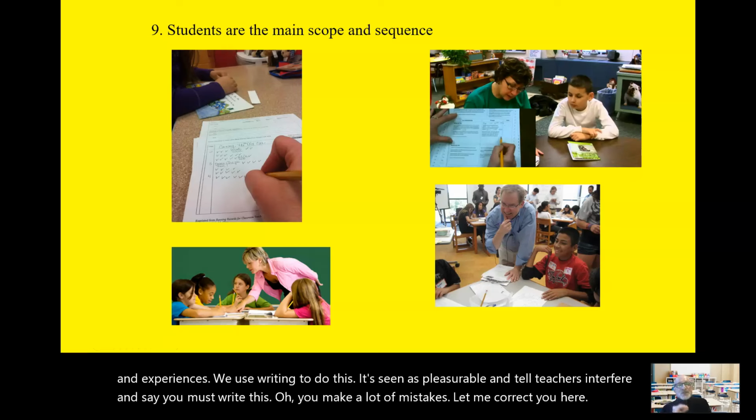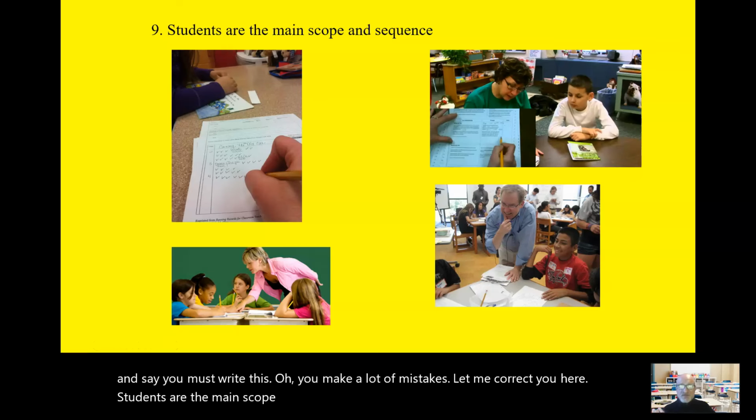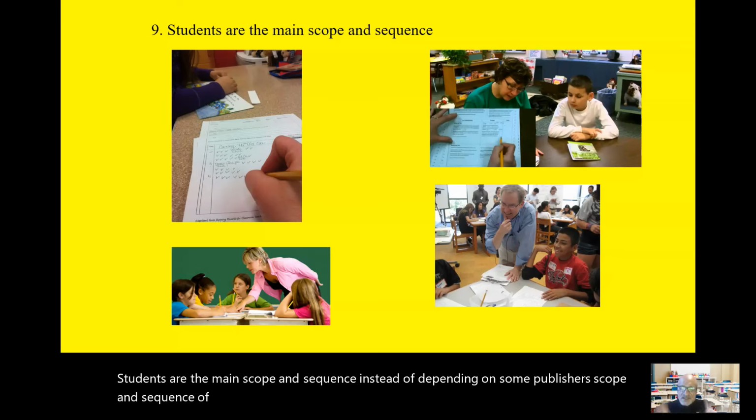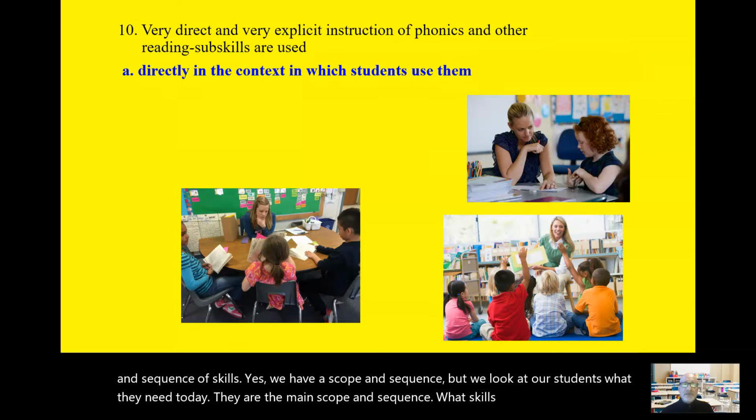Students are the main scope and sequence. Instead of depending on some publisher's scope and sequence of skills, yes, we have a scope and sequence, but we look at our students, what they need today. They are the main scope and sequence. What skills do they need?